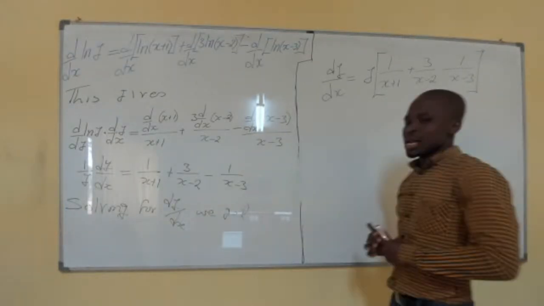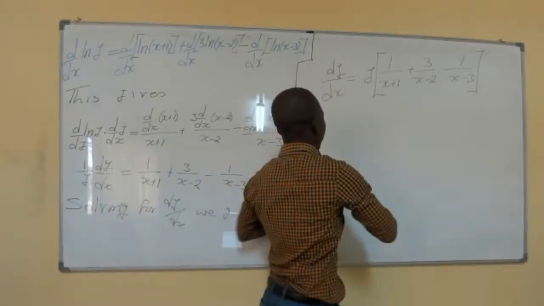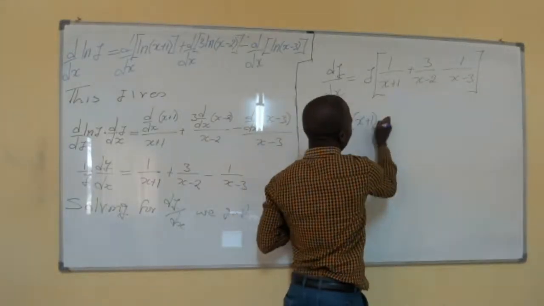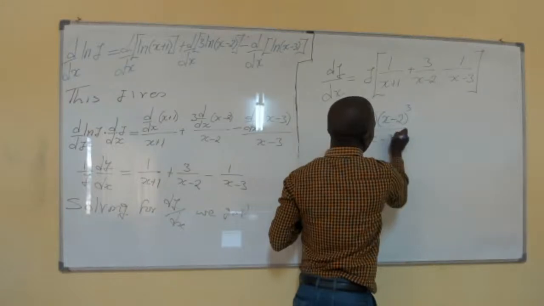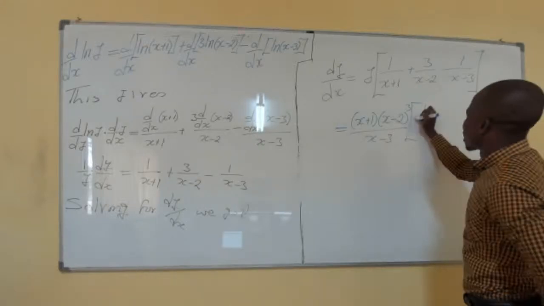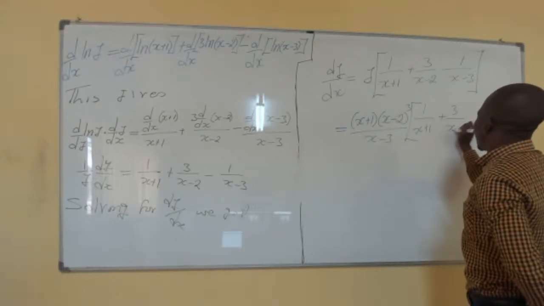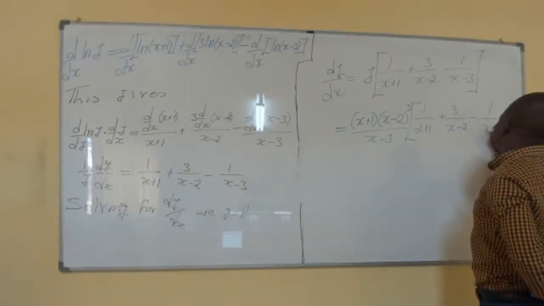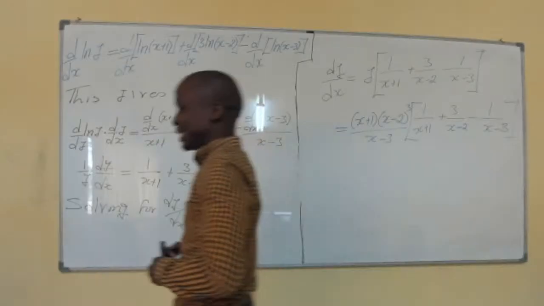But then the question is, what is y? This y is just equal to x plus 1 multiplied by (x minus 2) to the power 3, divided by x minus 3. So the whole of this is in place of y, multiplied by (1 over x plus 1 plus 3 over x minus 2 minus 1 over x minus 3). So that is your final answer to this question.